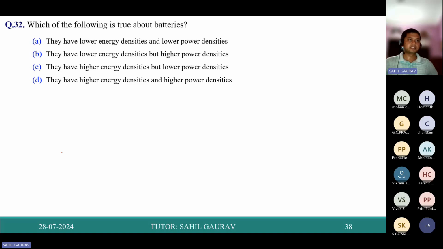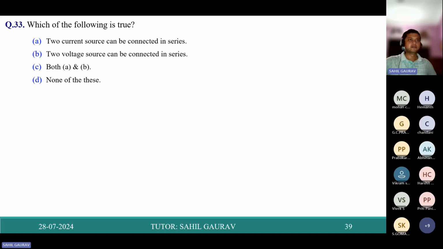Which of the following is true about batteries? So these are general questions I have included from the previous assignments. They are having higher energy density but lower power density. C option is correct. So this is having different characteristics from the supercapacitors. In supercapacitor, they are having higher power density but lesser energy density.